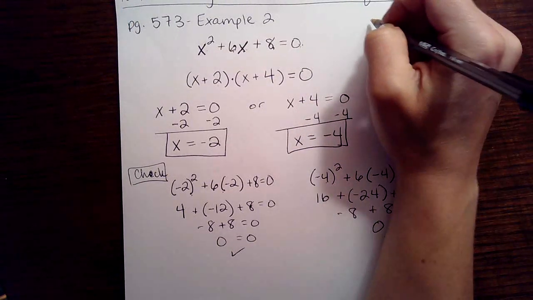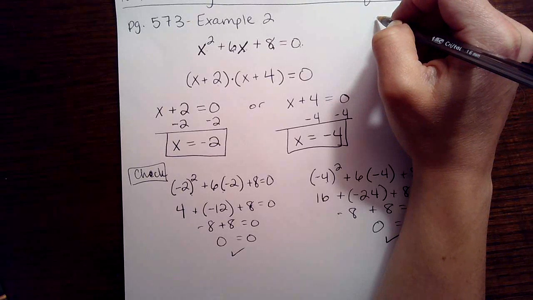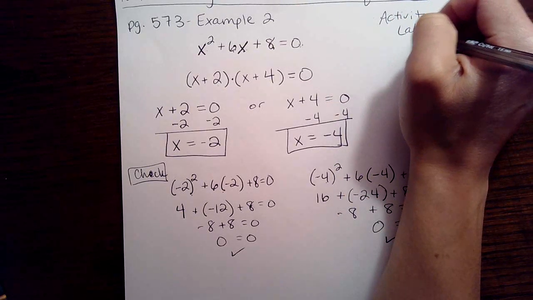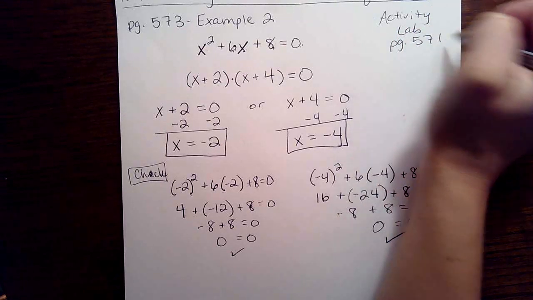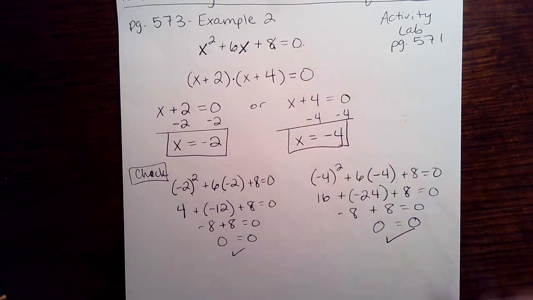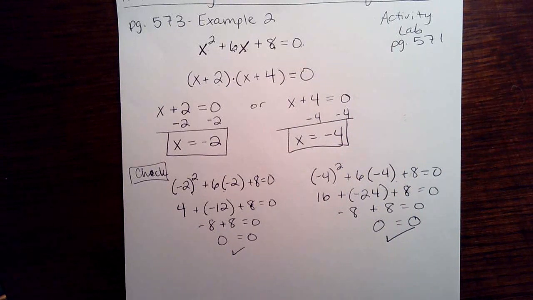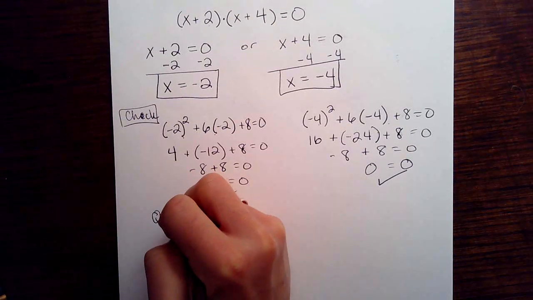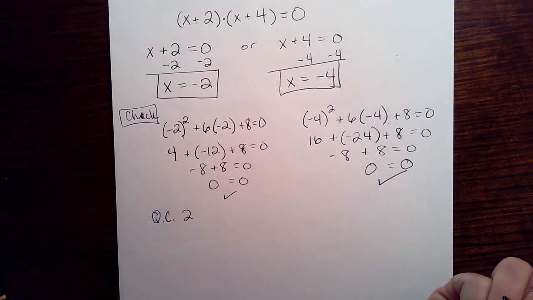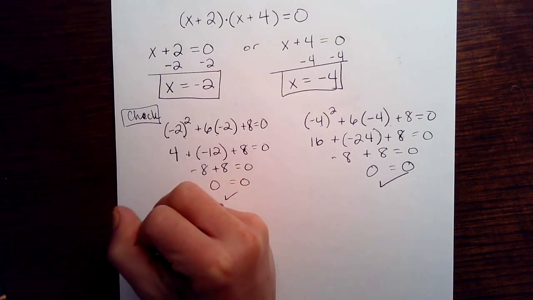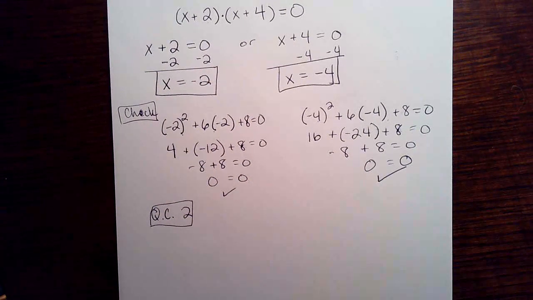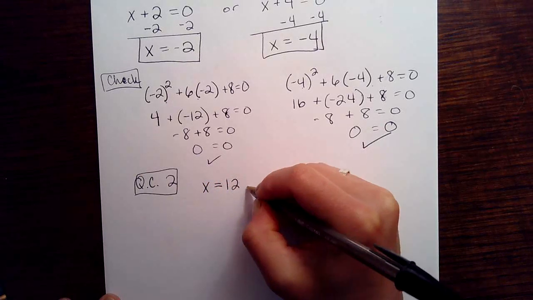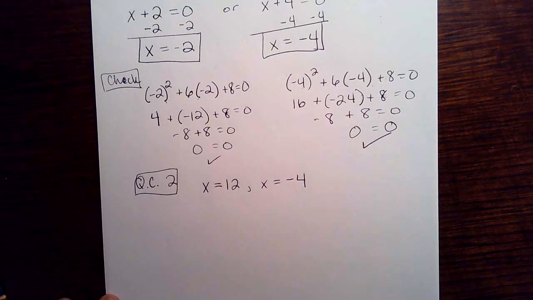And again, to show how to graph and solve on your graphing calculator, you can check out the activity lab on page 571. It can talk you through how to solve this on our graphing calculator. I would encourage you to pause the video right now and try Quick Check 2 at this time. Alrighty, once you've tried that, our answer for Quick Check 2, our two solutions are x equals 12 and x equals negative 4.